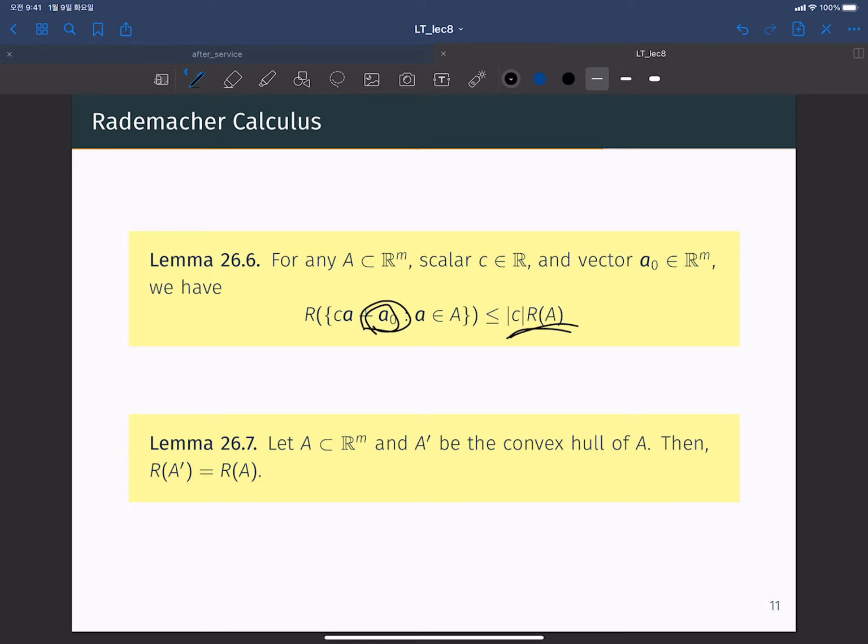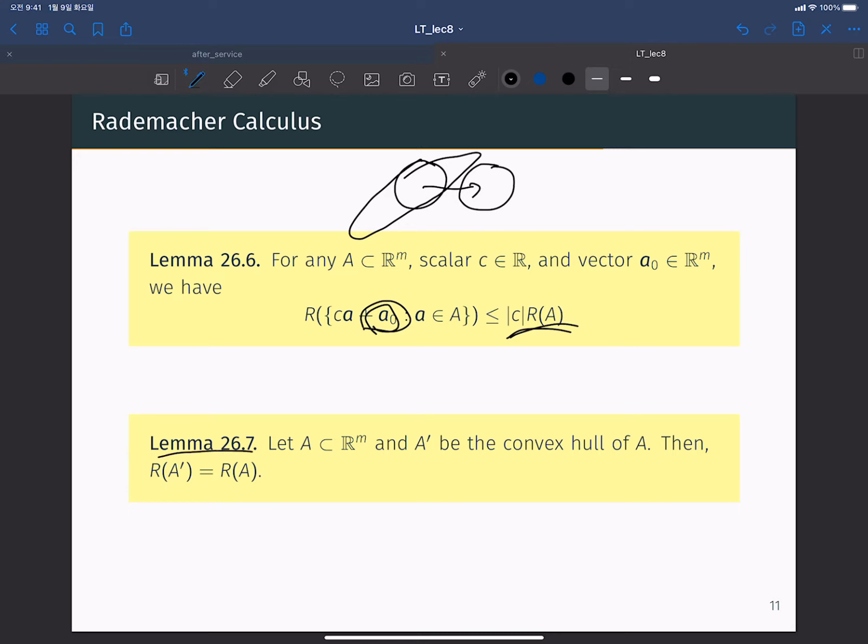but for a simple movement, for instance, when you just simply move your function class, that does not change the Rademacher complexity. But when you scale it like this, then the scaling can change the Rademacher complexity. That is Lemma 26.6.